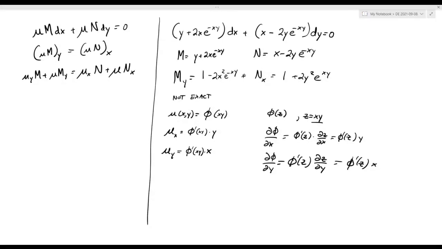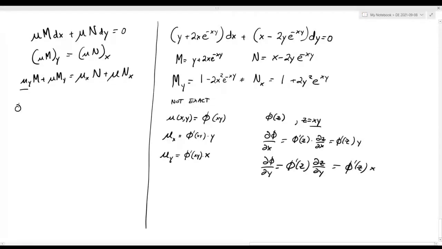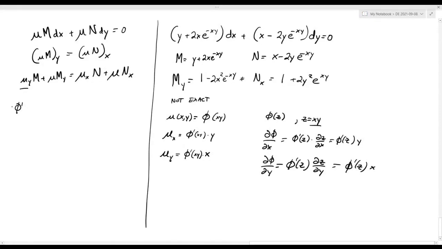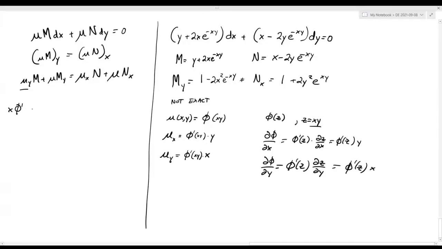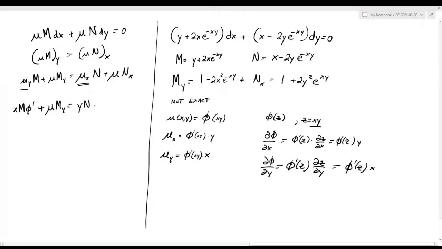So now, you go to this general form and fill in the particulars, right? So we're going to have the derivative of mu with respect to y, just call that phi prime times x times n, x times m times phi prime, and then mu, the derivative of mu with respect to x. So let's write that as y, n, and phi prime.